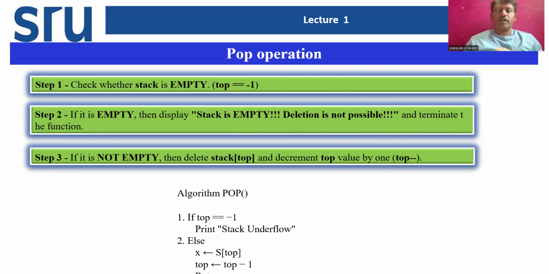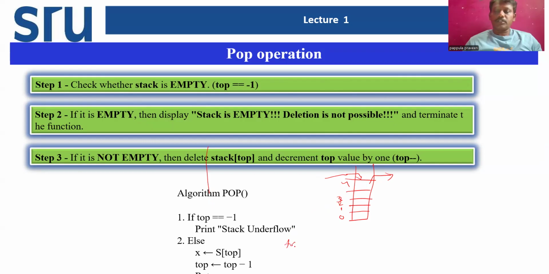This is the step 2. And step 3, if it is not empty, delete element. It is not possible when top value equal to minus 1, there is no top minus minus. That is the step 3. Now coming to algorithm, stack is underflow. What is underflow? There is no elements in the stack. For example, this is your stack, we assume. This is 0, 1, 2, 3, 4, we assume. Now inserting the elements here, removing the elements from here.